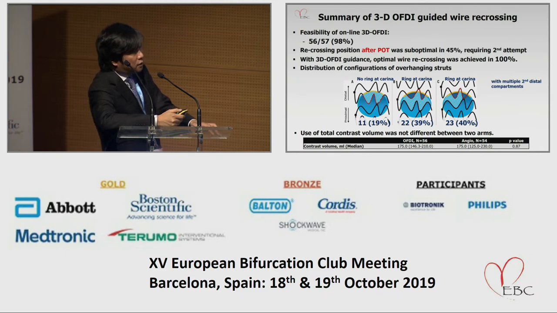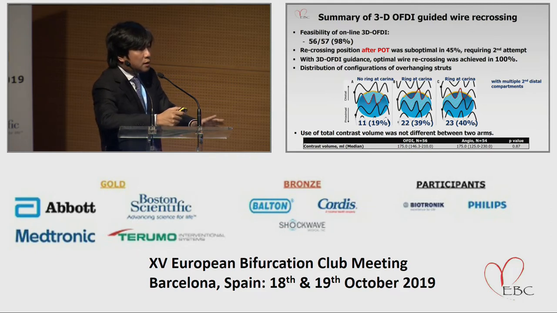If you look at the details, in the 3D OFDI guidance arm, the feasibility of the online 3D OFDI was 98%. So definitely we can use this 3D OFDI during the procedure using the console. Recrossing the wire was required in 45%. So in other words, in 55% of the cases, if you do the POT and rewire, it was already optimal. But in 45%, you have to do this recrossing again because the wire position was not optimal.